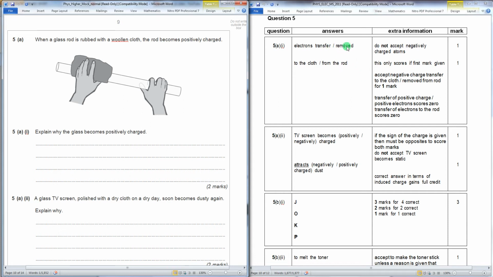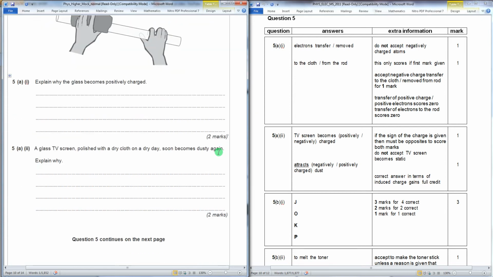So there's the 2 marks: one for electron transfer and one for the correct direction, from the cloth to the rod. Note that you got nothing for talking about positive charges moving around, and nothing for talking about negatively charged atoms. It is just the electrons that move.